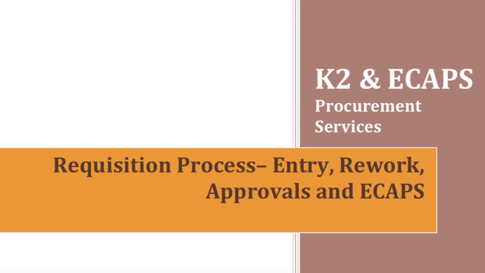The pre-requisition to purchase order process involves two platforms, K2Forms and ECAPS. This video will walk you through the ECAPS side of the process, which includes renaming your requisition, linking your procurement contract, double-checking your ship-to location, adding distributions if you need to, checking your budget, and submitting.